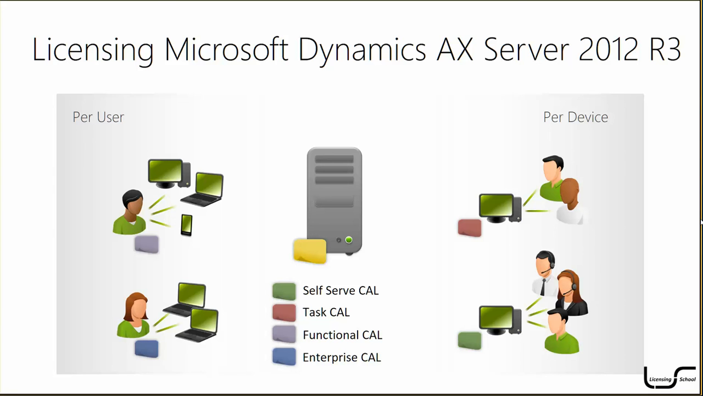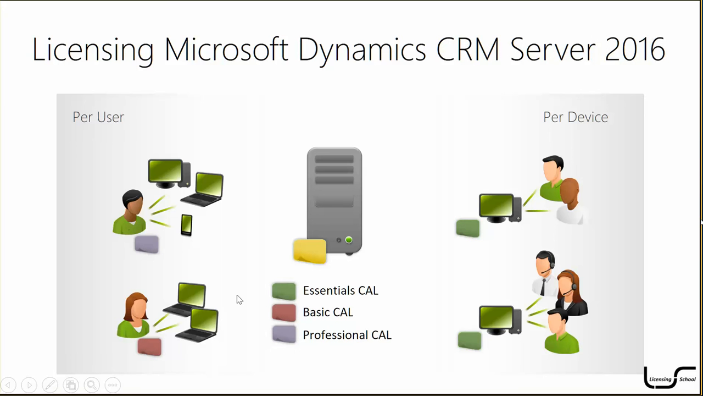Okay, what has changed is CRM server. Now this is the old CRM server, so this is before the December launch. Again, a server CAL model. Here's my server where I've got Dynamics CRM server running. It's licensed with a server license. Then, depending what people need to do, they license with a particular client access license, and I could have user ones and I could have device ones. And this is what's changed.